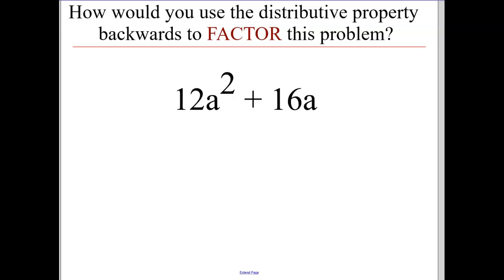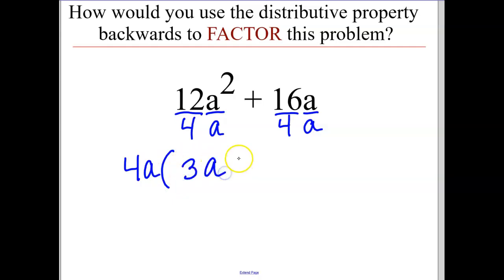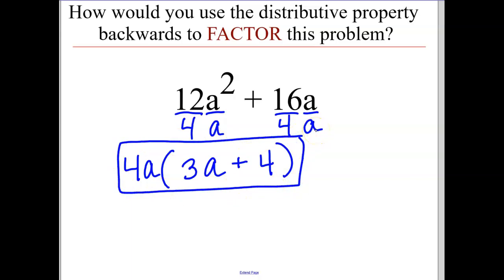to factor the problem? What you need to think about now is, what is the greatest common factor of 12 and 16? You can run through your factors, things that are divisible into it, and the greatest common one would be a 4. Then you need to look at your variables. What do they both have in common? They both have an a in common. So the greatest common factor of both of those terms is 4a. I'm taking a 4a out of both of those, so I'm left with 3a plus 4.